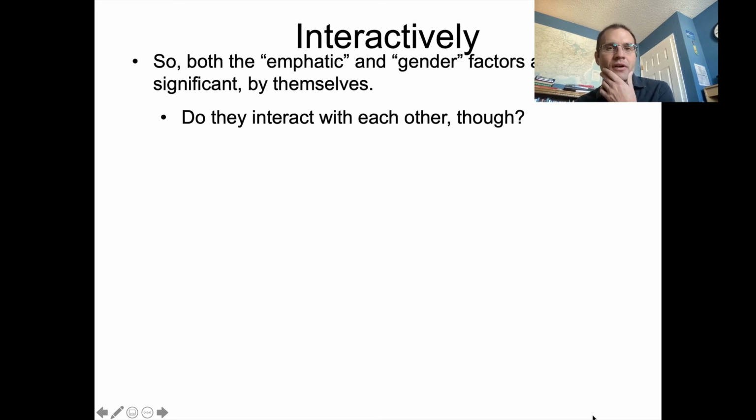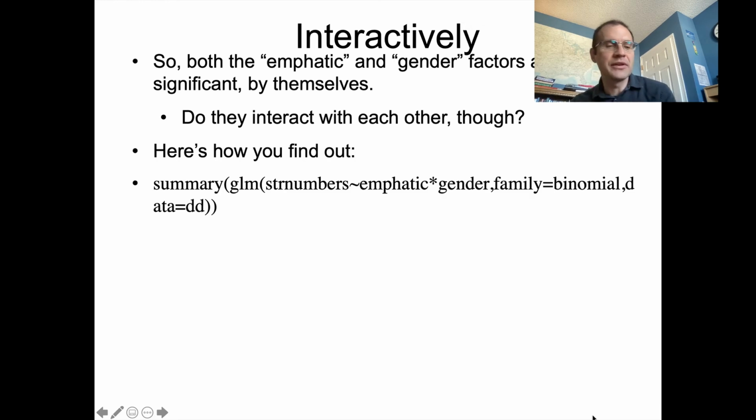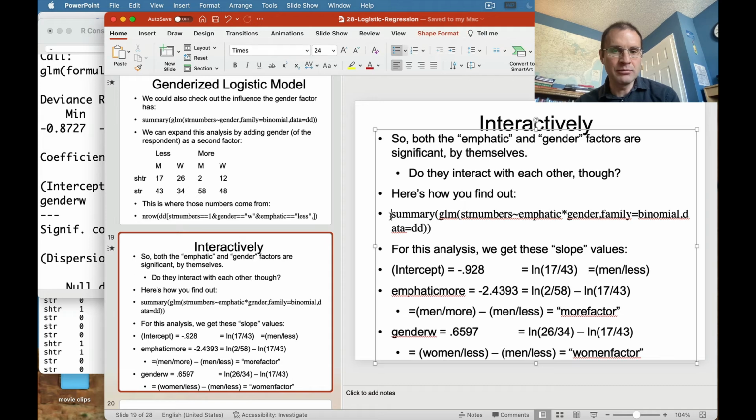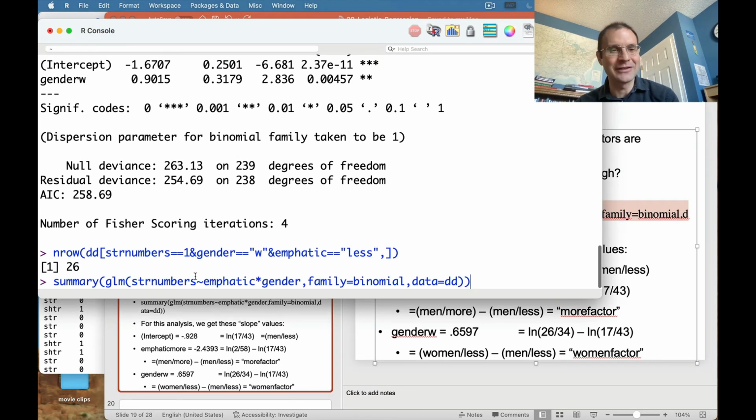So, do these factors interact with each other? This is how you run the logistic regression to find out. Again, this is basically what you would do, like what we did for ANOVAs before. Sorry for flipping back and forth constantly like this. But we've got our 2 factors, emphatic and gender, and then we're just looking at the interaction like this.